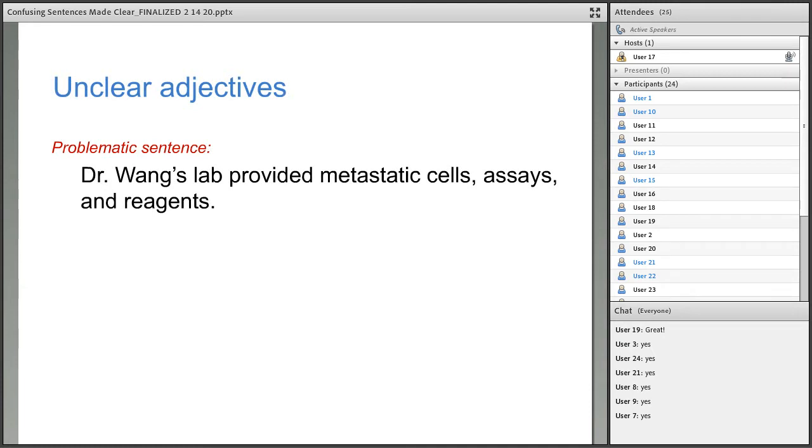So let's begin with a common source of confusion, unclear adjectives. Here's our first example sentence, which reads, Dr. Wang's lab provided metastatic cells, assays, and reagents. In this sentence, the problem lies with the adjective metastatic. A scientist will know that the adjective metastatic applies only to the cells, but readers unfamiliar with science could misunderstand and think that it also applies to the assays and reagents. In other words, when an adjective applies to one item in a list, but not all of the items, consider whether readers could misunderstand and think that the adjective applies to all of the listed items.